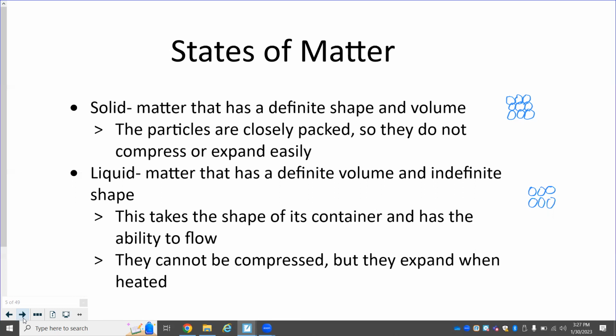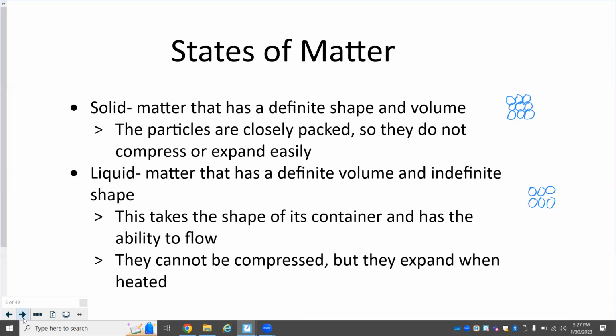I worked as a waitress once upon a time whenever I was going through school. And if you have a cup that still has liquid in it and you put another cup inside that one, the water overflows because you cannot compress it and push it down anymore.